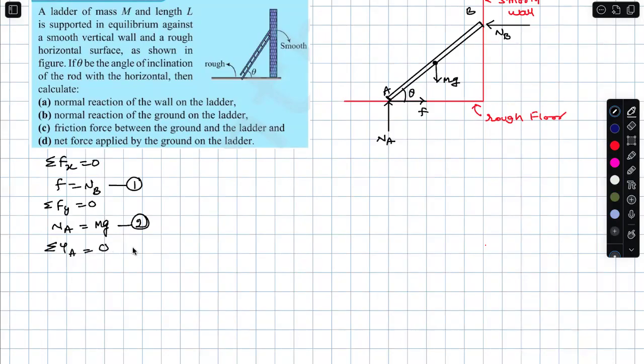Net torque about A is equal to 0. Now, this is the time, 8:30. At 9 o'clock I will take the toppling class, so that I'll complete theory first.